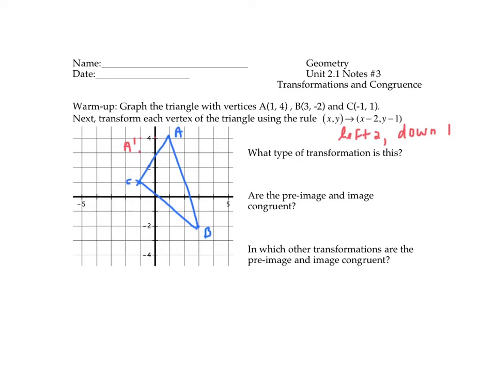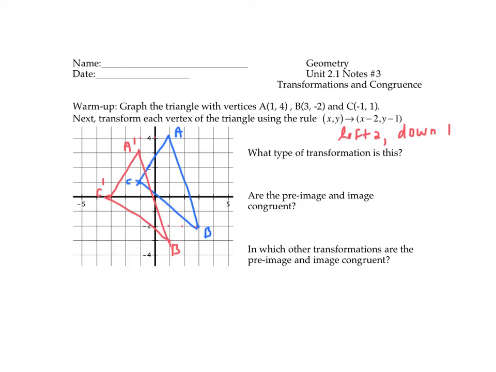Do that for point C. So left 2, 1, 2, down 1. So C prime now has coordinates -3, 0. And for B prime, start at B, go to the left 2, down 1. So B prime is now at 1, -3. So take a second and connect those points to make a triangle.